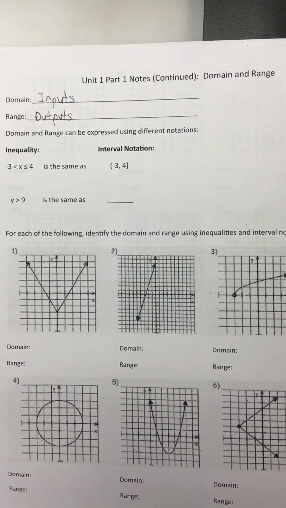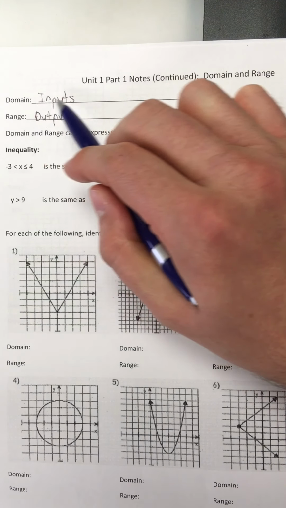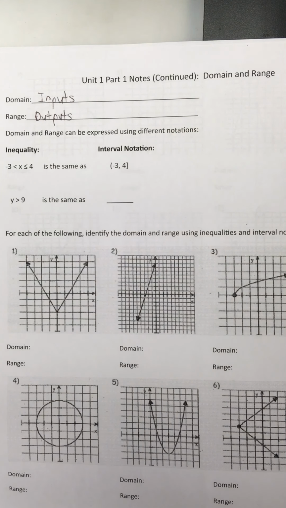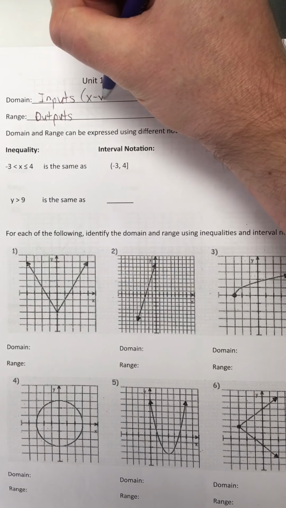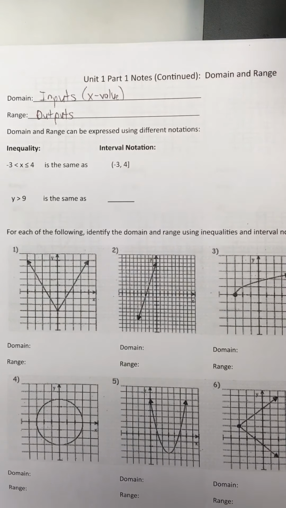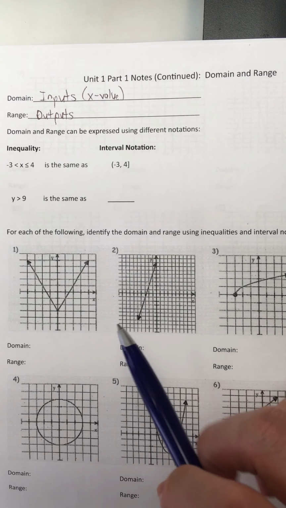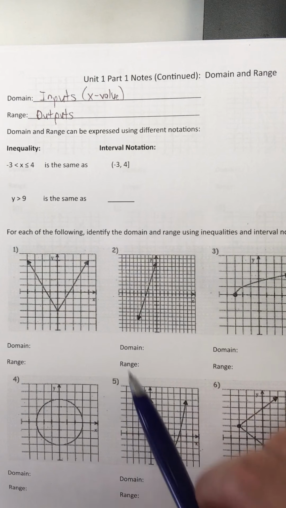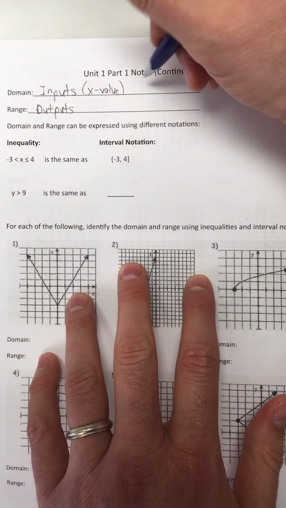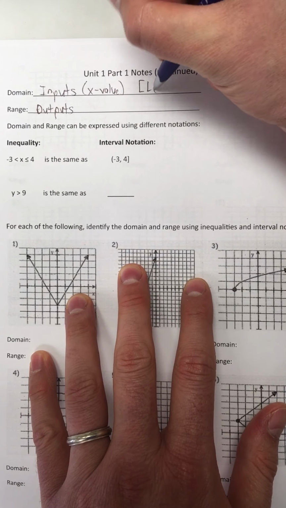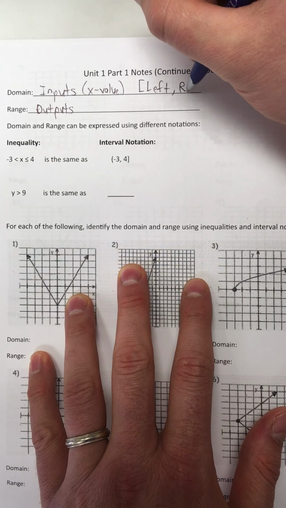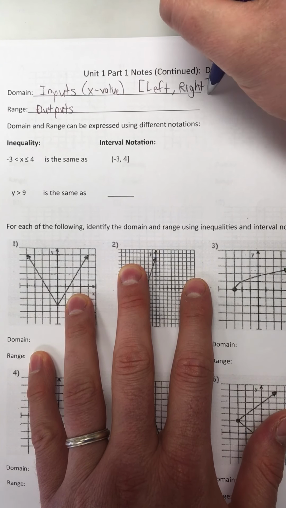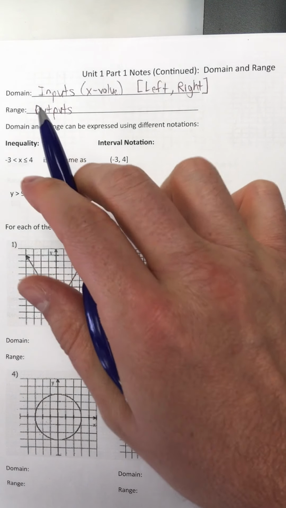All right, now with functions, usually for the inputs, the domain, we're dealing with one letter specifically. And that's the x value. And on the graph, the x numbers, do they go up and down or left and right? They go left and right. So finding the domain of a function, we're looking at how far left and how far right the graph goes.